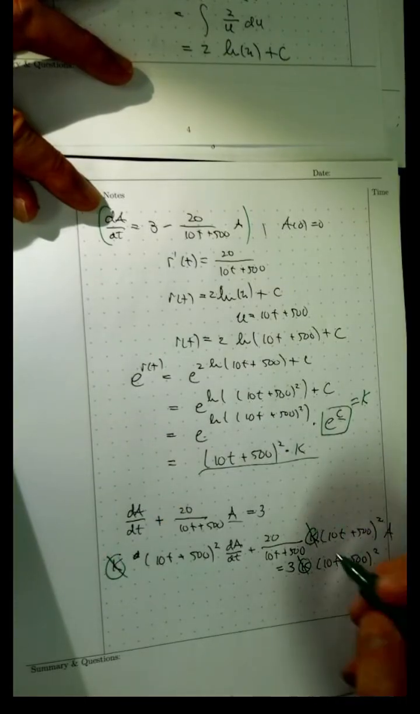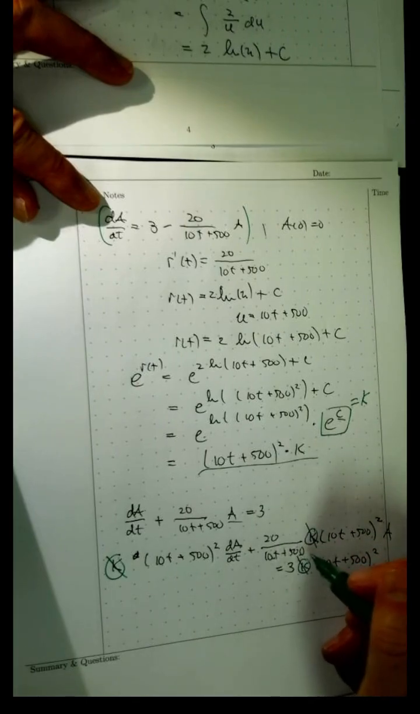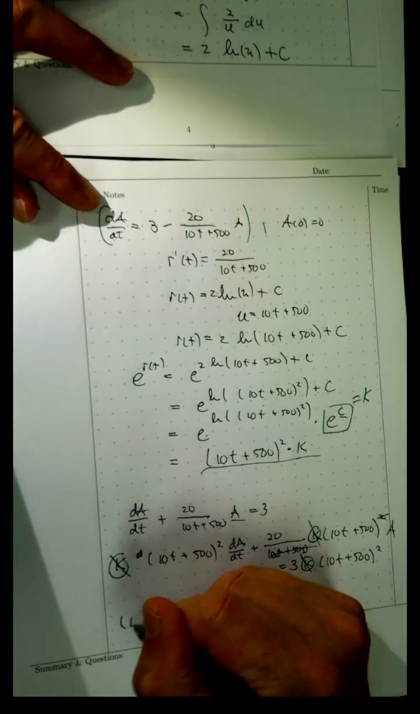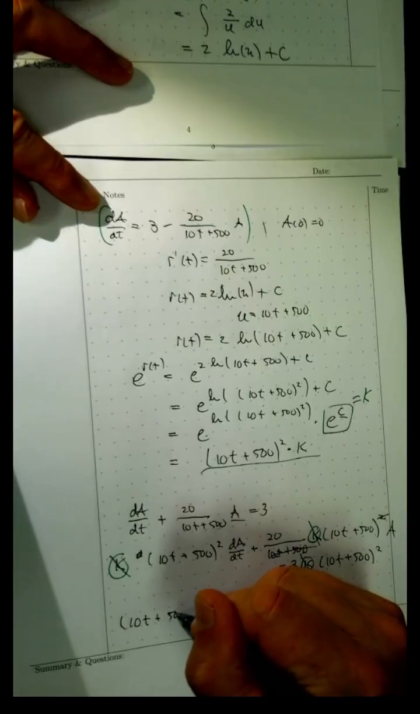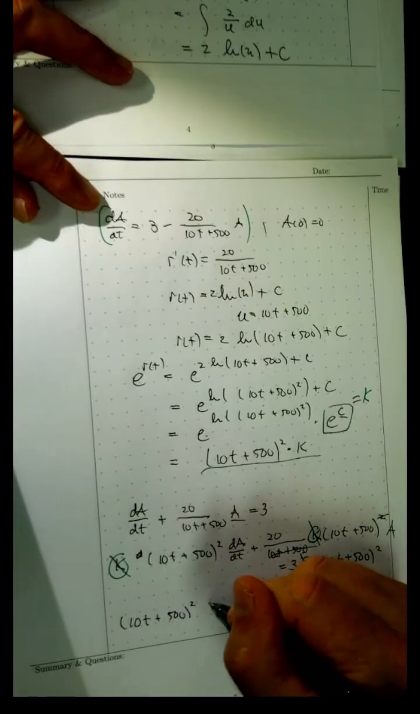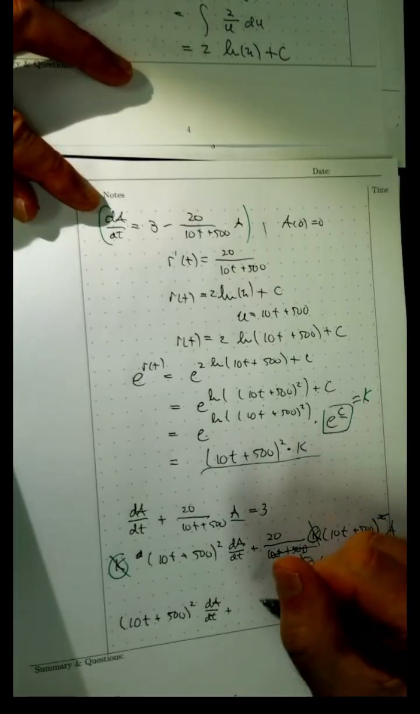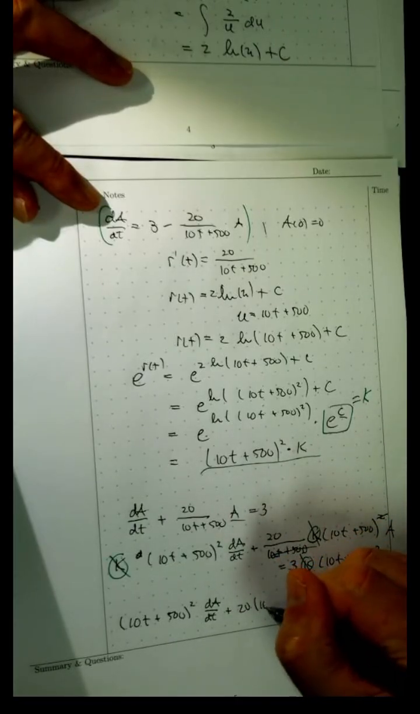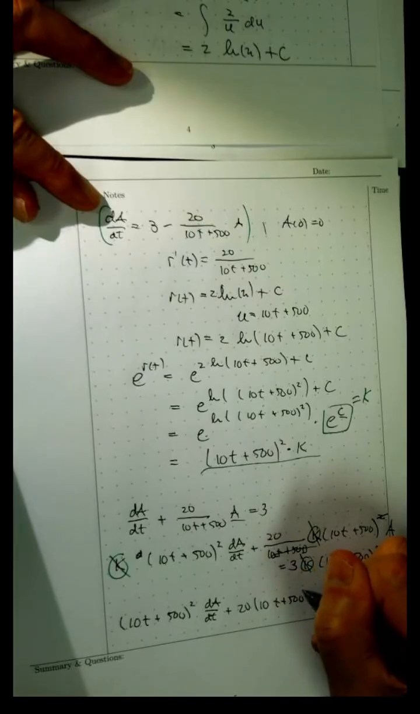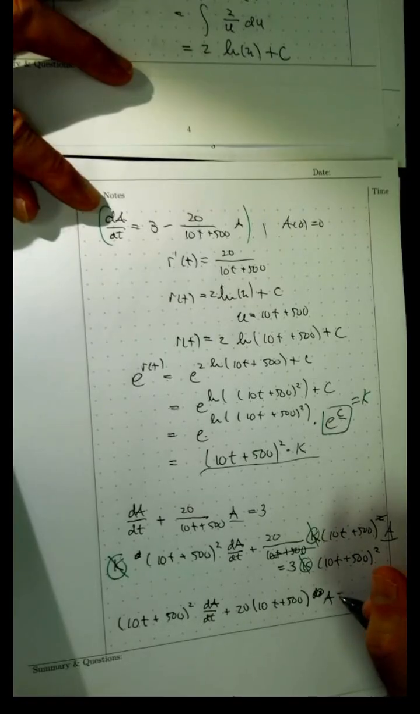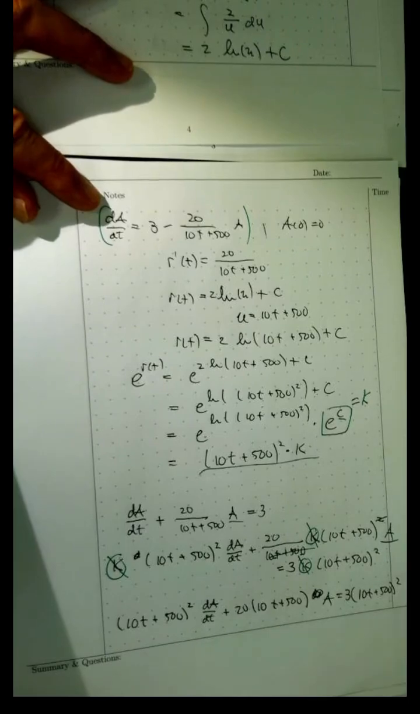And I've got a (10t + 500)² divided by (10t + 500). So one of those cancels and I'm left with a 1. So what does that look like? I'm going to have (10t + 500)² times dA/dt, and this is going to be 20 times (10t + 500) times A equals 3 times (10t + 500)².